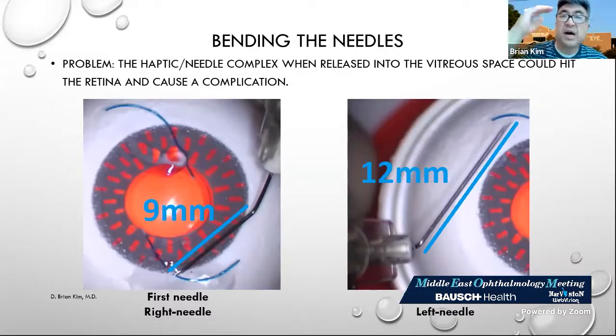When the first haptic needle complex is released into the vitreous space, you don't want it to be moving too freely into the posterior segment. And so I like to bend the first needle, which is the right needle for my technique. For Yamane, it's the left needle that's the first one. So that's the first modification, is I do the right side first. And I bend it about 9 millimeters from the tip, about 70 degrees. The second needle, which is the left needle, is going to be a full length needle, and it's going to be bent 70 degrees as well.